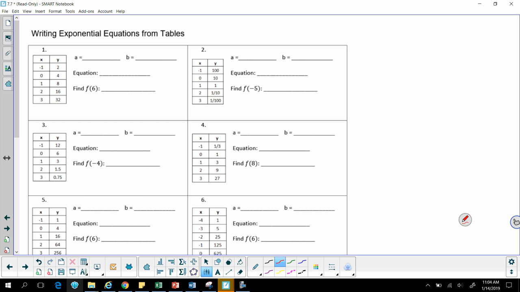So first I want to identify my y-intercept. Who can raise their hand for a brain buck and tell me what is my A or my y-intercept for number 2? Is it 10? Yep, 10. Because at 0, we know that my A is 10. So right there where it says A, you're going to put 10.